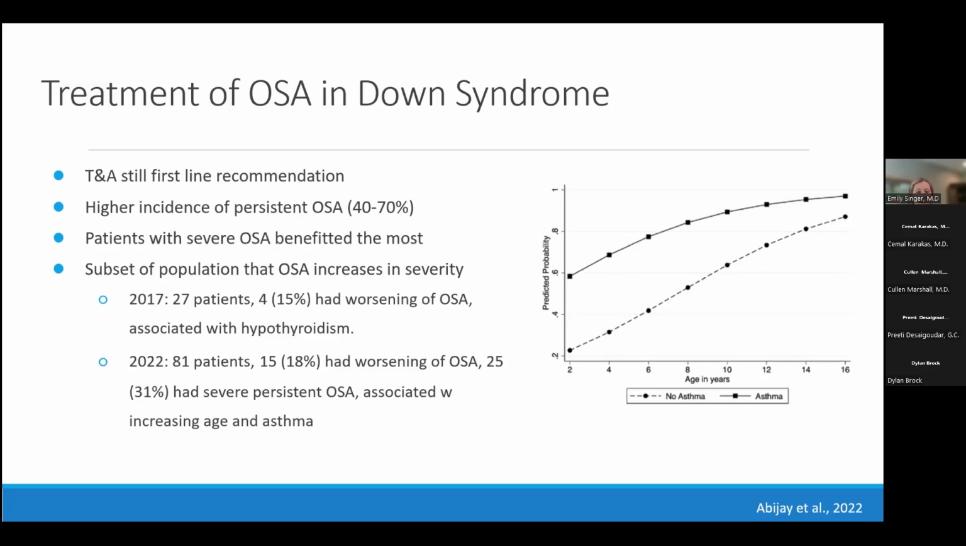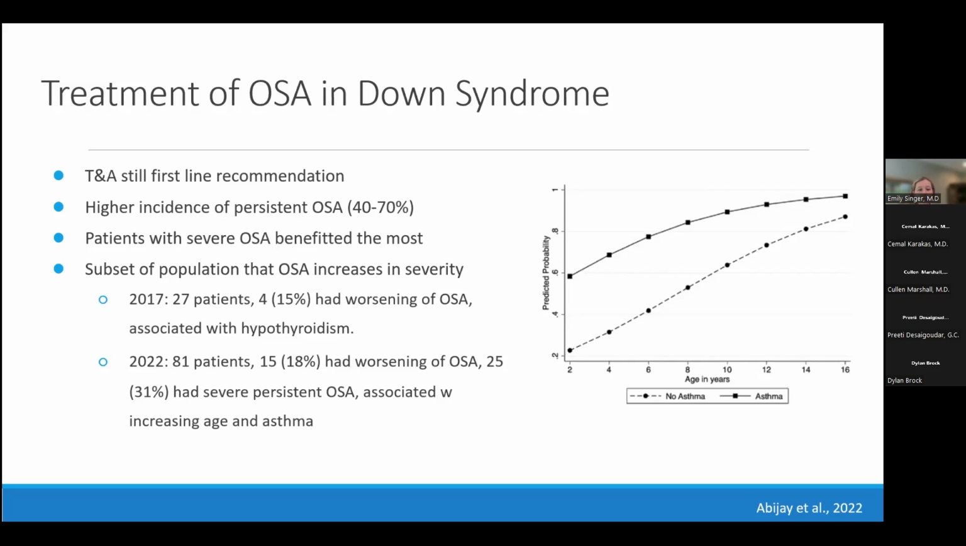And I think what interests me as a sleep doctor is the subset of the population with sleep apnea and Down syndrome that actually get worse after we take their tonsils and adenoids out. And I have two studies here looking at that. So it seems to be about 15 to 18% of children with sleep apnea will actually have worsening of their sleep apnea after the first-line recommended surgery of adenotonsillectomy. And this 2017 study found that there was a relation between worsening of sleep apnea and hypothyroidism that was already present in the patients.